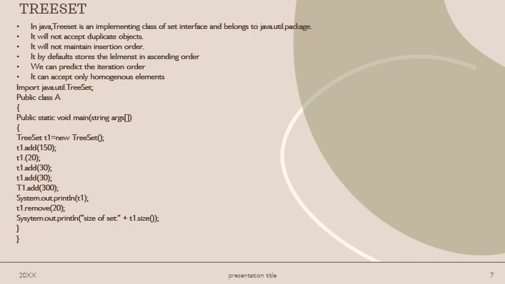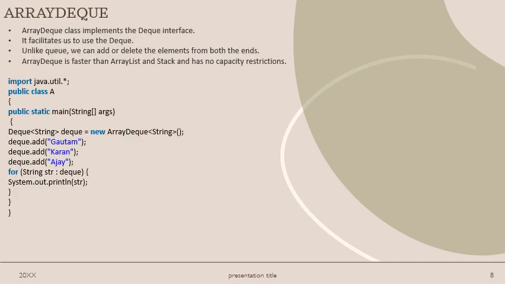As mentioned in all the other classes, we are going to create a TreeSet class, and we're going to create an object, and we are going to add elements of type integer to the set. We are going to print, and we can perform remove operations, and we can get the size of the set also. Then comes the ArrayDeque. The ArrayDeque class implements the Deque interface. It facilitates us to use the deque. So unlike a queue, we can add or delete elements from both ends. ArrayDeque is faster than ArrayList and stack and has no capacity restrictions. We can see an example.